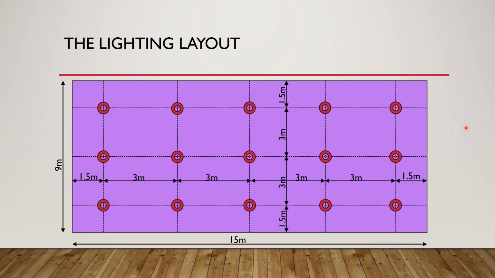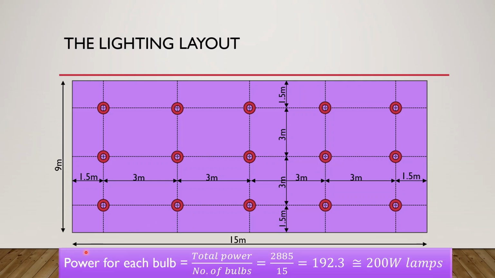That's interesting. So now if you have 15 lamps in all, the last question is what is the power of each bulb? Since we know the total power and we now know the number of bulbs, we can divide the total power by the number of bulbs to get the power of each bulb, and that will give us 192.3. Of course, you don't have that wattage in the market, so you can approximate it to 200 watts. So you are going to fix 200 watts everywhere, and you get approximately 200 lux required by this design. So that's how we use that formula.